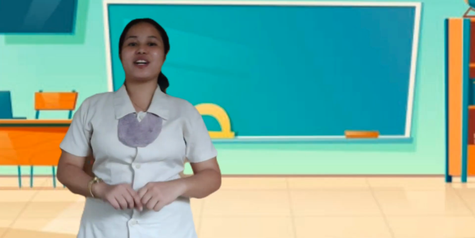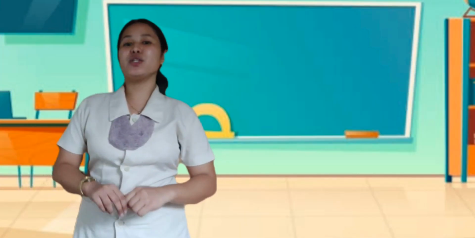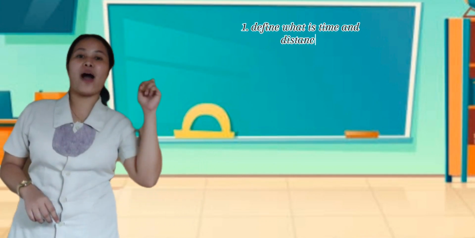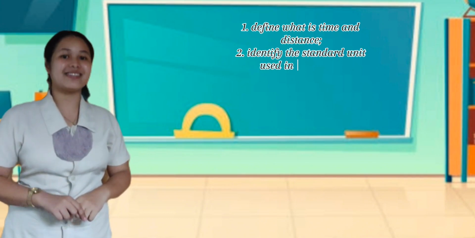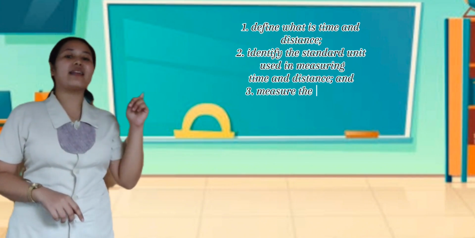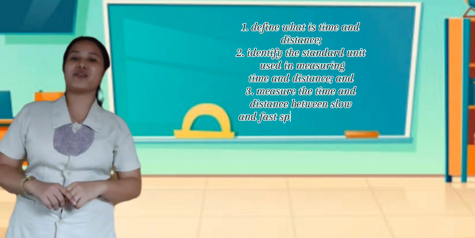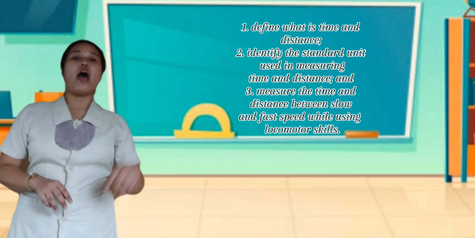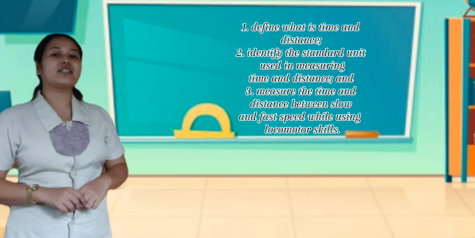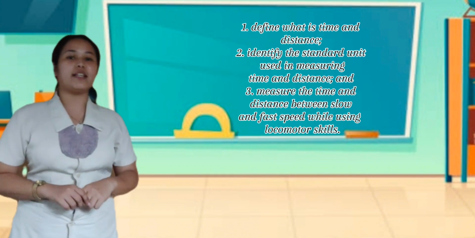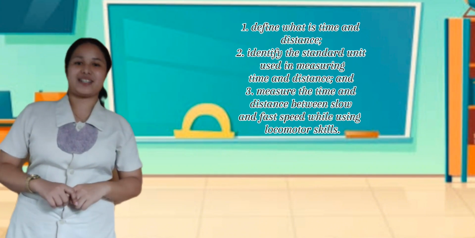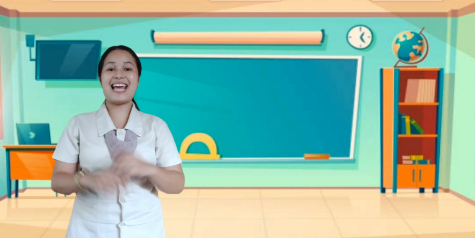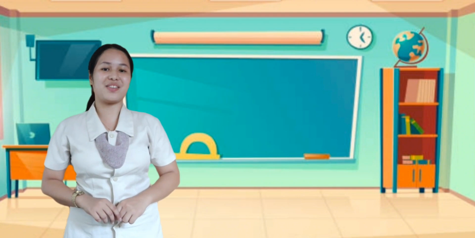But before we start our discussion, I will show you the objectives of this lesson. First, define what time and distance are. Second, identify the standard unit used in measuring time and distance. And the last objective is to measure time and distance between slow and fast speed while using locomotor skills. Our lesson for today is all about measuring time and distance using standard units.